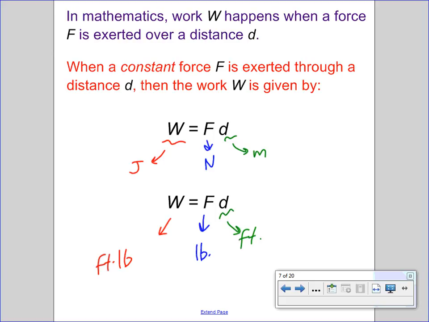Okay, so we've got joules, newtons, and pounds, feet, foot-pounds. Ready? All right.